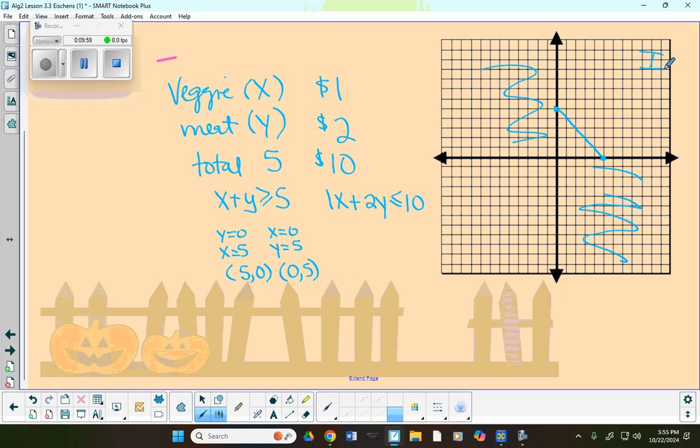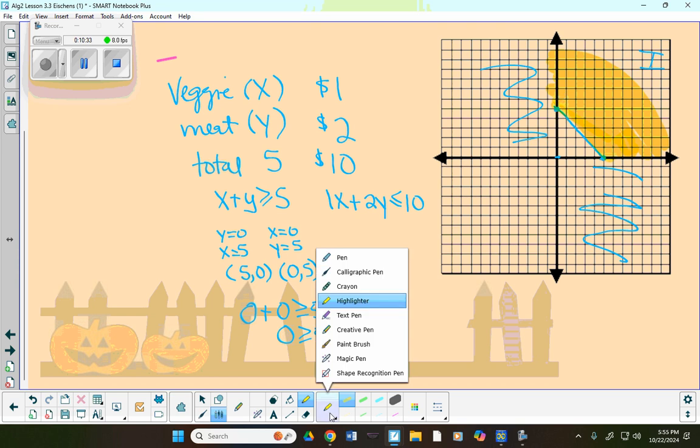And now we'll test the point, and 0, 0 is the easiest to test. So if you put in 0 plus 0, is that greater than or equal to 5? No. So that does not work. So you're not going to shade on this side, you're going to shade on the other side. I'll try using the yellow first. I think that will work better for us. So you're shading this direction right here. So anything above there would be points that would work.